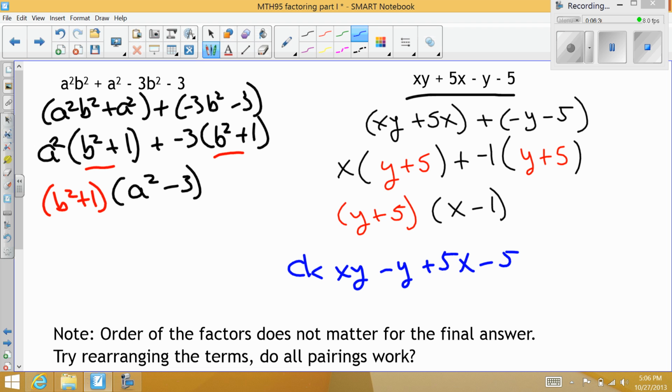And a note here, for a final answer, there are actually two correct ways to write the answer, because multiplication is commutative, so the order of the factors doesn't matter. Y plus 5 times x subtract 1 could also be written as x subtract 1 times y plus 5. So the order of the factors does not matter.